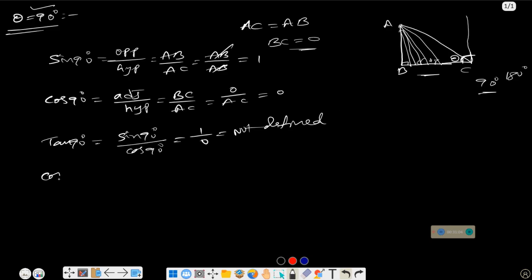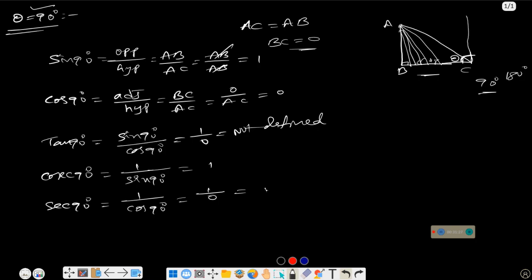Next one, cosecant 90. Cosecant is the reciprocal of what? Sine. That means 1 by sin 90. What is the sin 90 value? 1. 1 reciprocal is 1 only. Next one, secant 90. Secant is the reciprocal of cos. That means 1 by cos 90. Cos 90 value is 0. That means 1 by 0. 1 by 0 value is not defined.